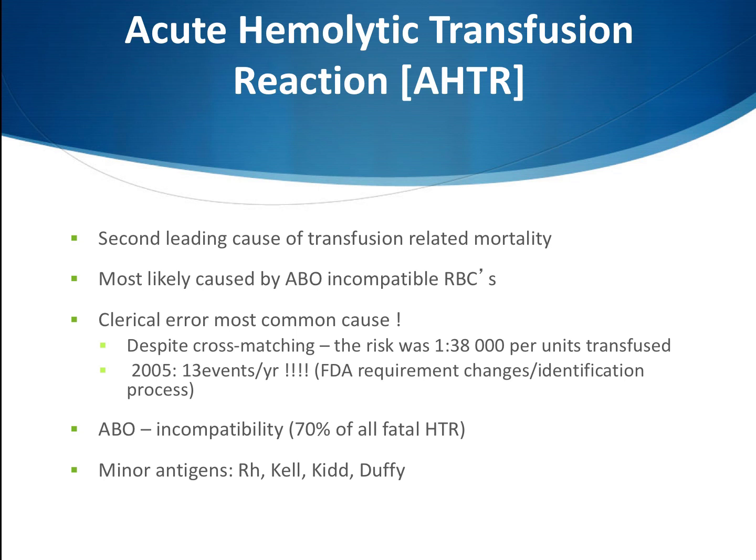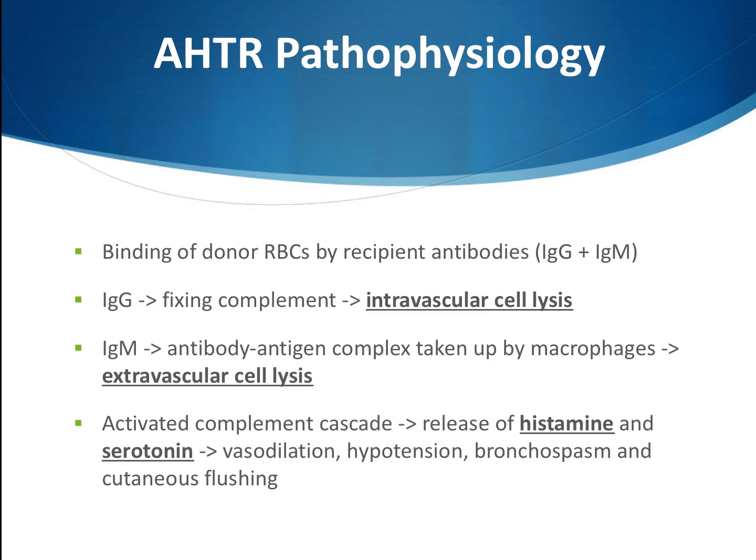If it occurs, it can be fatal. And again, it's not only ABO, it's also the atypical antibodies. What happens? Well, the donor is the antigen, and the recipient has the antibodies. It's an immunological reaction. Okay. IgG causes the intravascular cell lysis. The IgM causes the extravascular cell lysis.